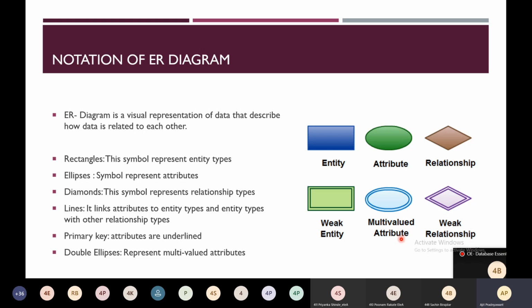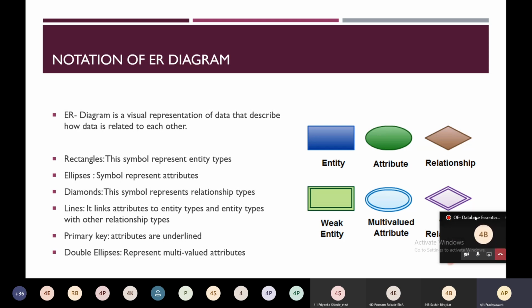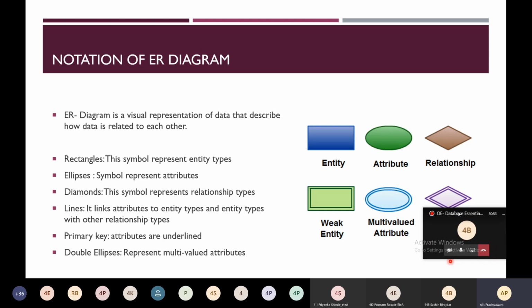Whereas this double rectangle is called a weak entity, and this double diamond is called a weak relationship. We'll see it later on. We have not seen this yet. Some clarity or some practice you need to understand. It's not too difficult, but you need some practice to understand weak entity and weak relationship. So we have seen entity, attributes, relationship, and multi-valued attribute. These are the standard notations to represent things in the ER diagram.